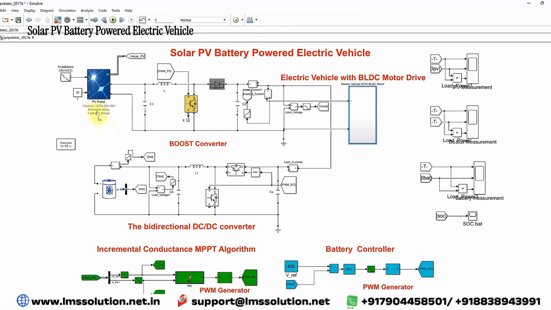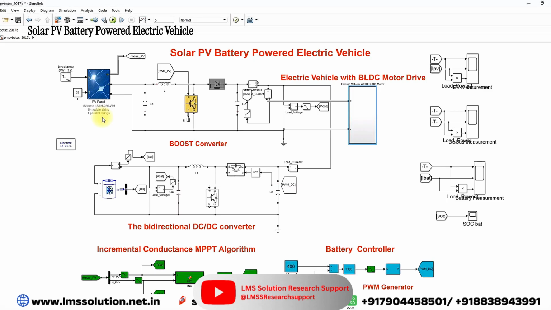Here we are using a 2000 watt PV panel, with a single panel having 250 watts. Nowadays you can see that flexible PV panels are available in the market. We can use that kind of PV panel to generate 2000 watts of power from sunlight. Here we consider 8 panels, and the 8 panels will be connected in series.